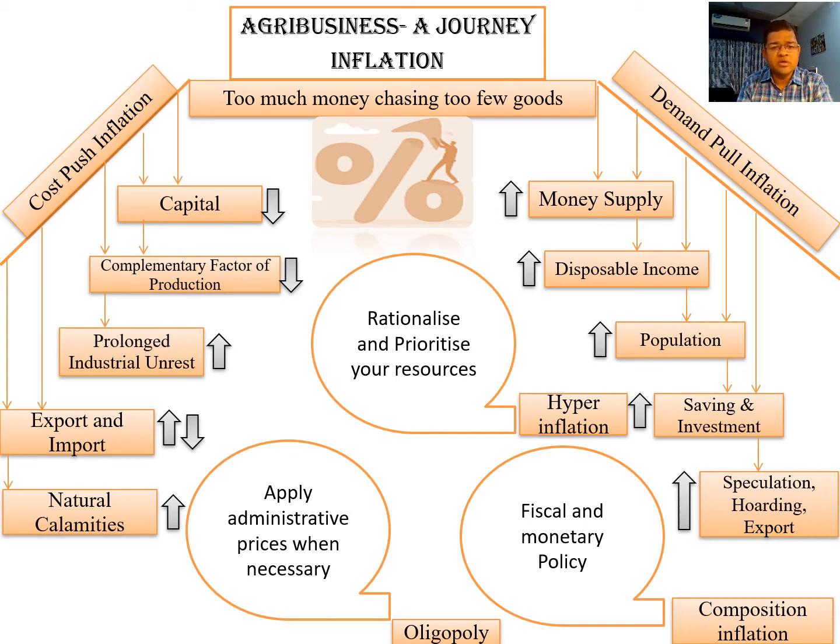Saving and investment. When our income generation increases, then our saving and investment will increase. When the saving increases, when the investment increases, then automatically you will see more and more money coming to the market. All these are integrated with each other. In that context, if the supply is very poor, then automatically it will add inflation.